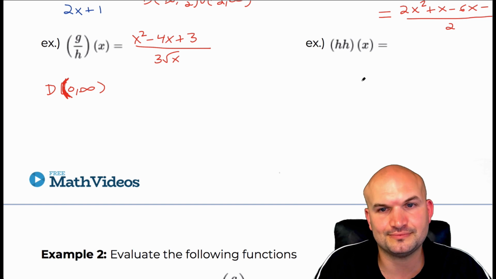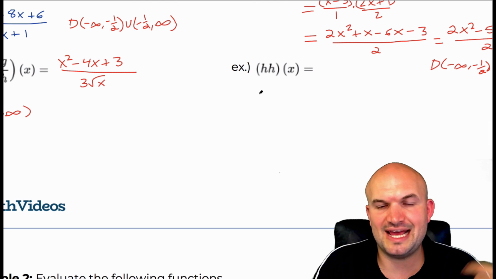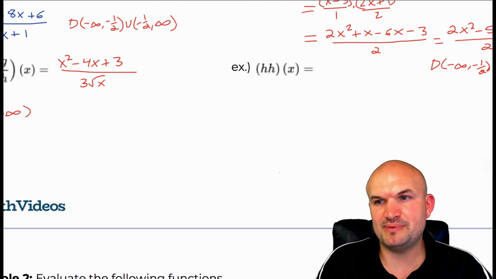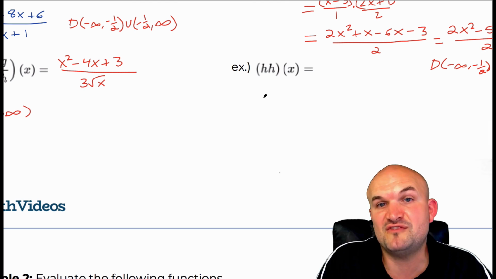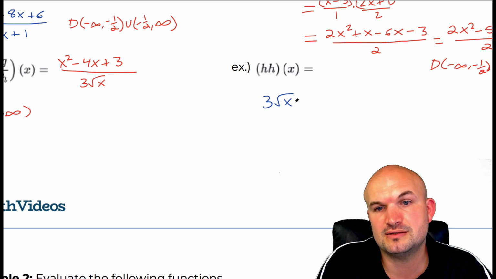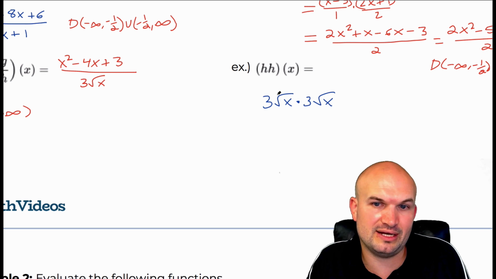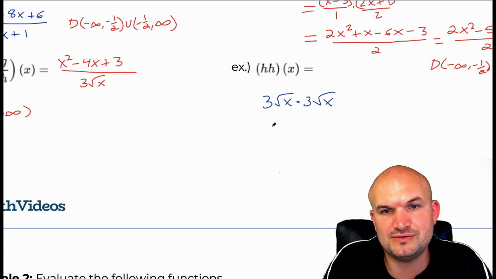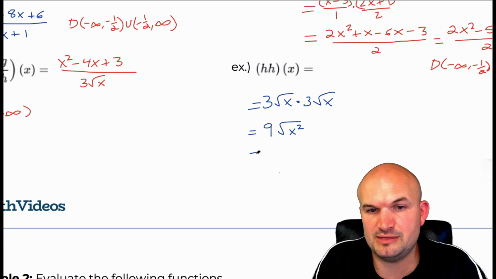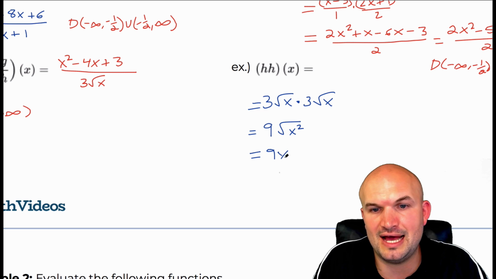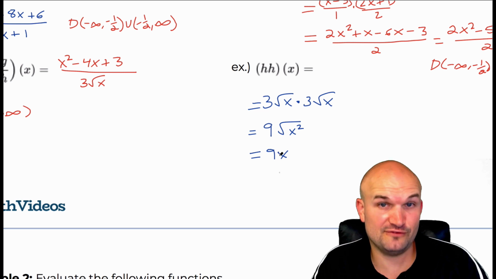My domain is from 0 to infinity, not including 0. All right, the next one is just h of x times h of x. So basically, all this is saying is you're just multiplying the same function by itself. So 3 square root of x times 3 square root of x. Now again, we know that the domain is from 0 to infinity. Now when I multiply this, I'm going to get 9 square root of x squared. Well, the square root of x squared is just going to be x, so we have 9x. And so therefore, that's going to be my function.